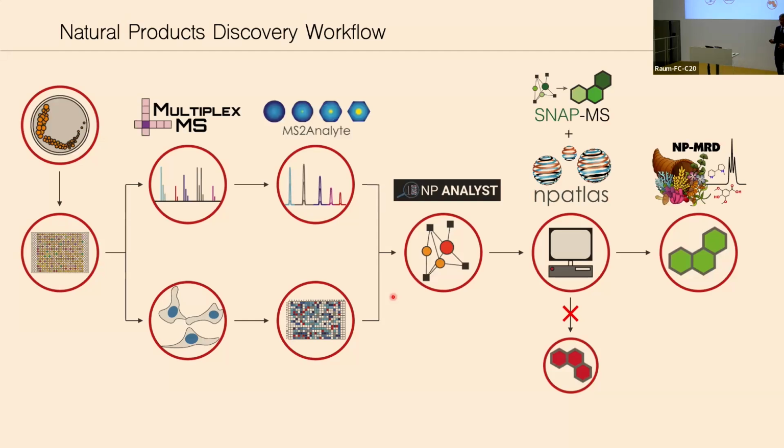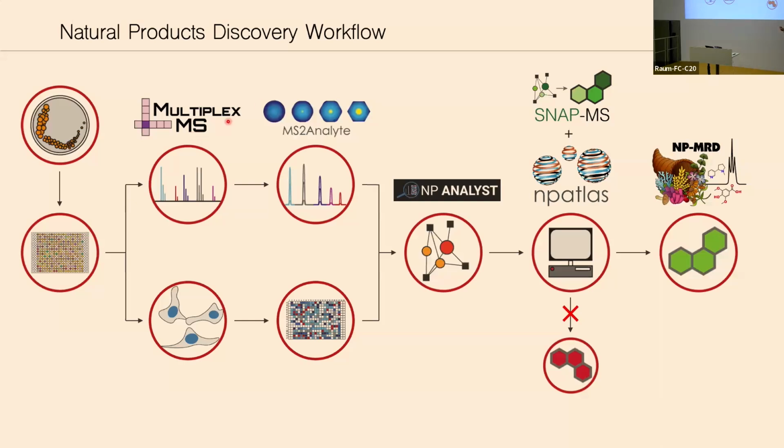So I'm not going to talk about most of these today, but I will just quickly summarize what they are and what they do. So they're almost all published now. At the beginning, multiplex MS. This is a tool for accelerating the number of samples you can acquire untargeted metabolomics on in a single experiment, designed to increase throughput by 30-fold over traditional replicate-based methods.